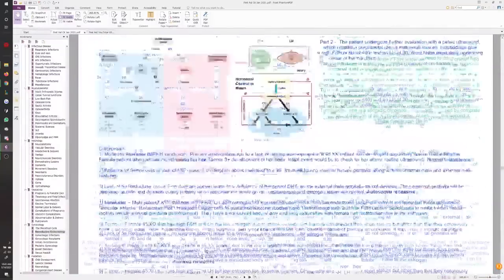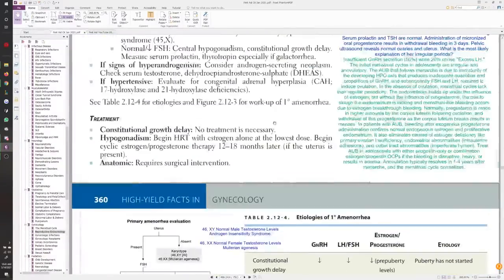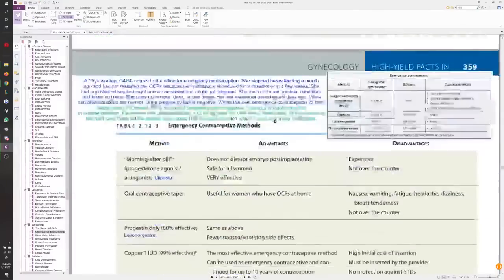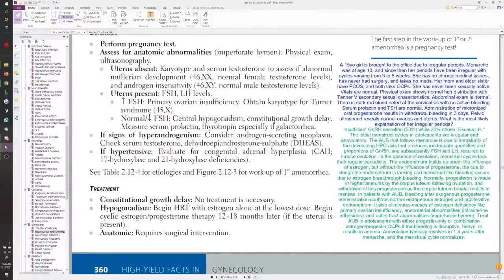So let's take a look at some of these practice questions and really get down everything that we've been basically talking about right now. So the first one we're looking at is right here. 15-year-old girl. All right, so let's do this.